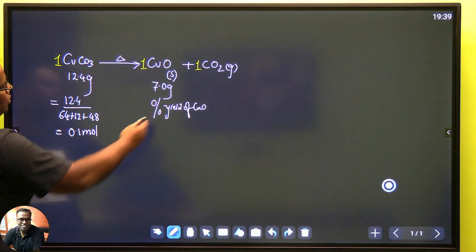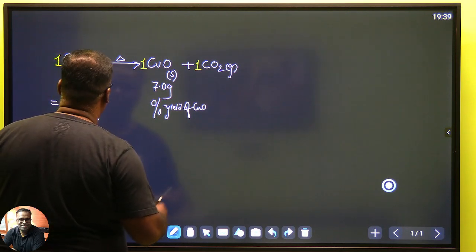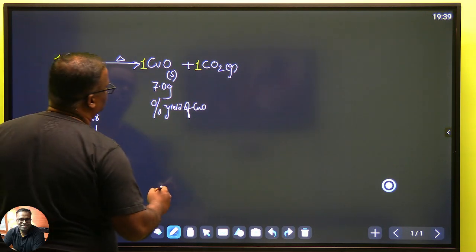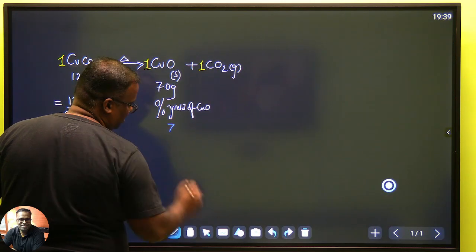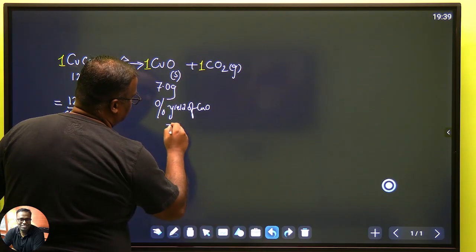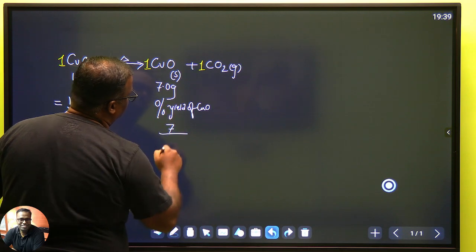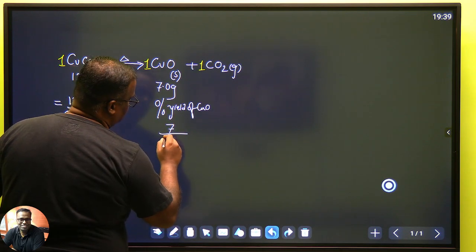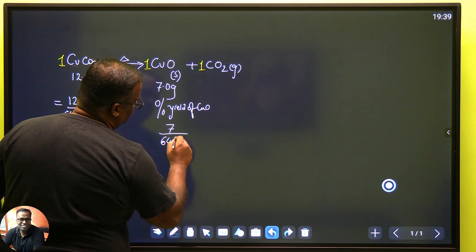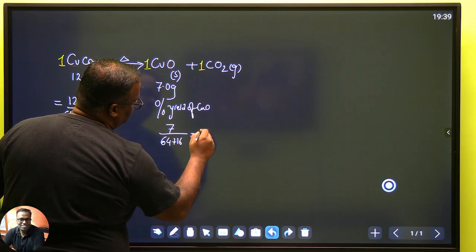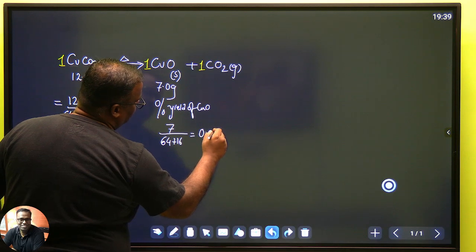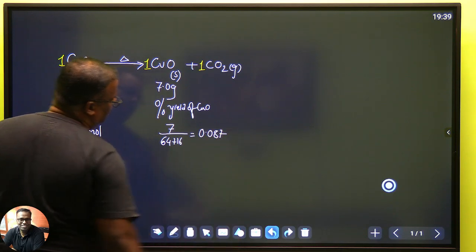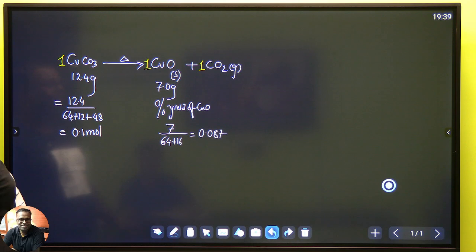How much did you get on this side? How many moles? 7 divided by how much? 80, which is 64 plus 16. How much is it? 0.0875. Let's take 0.087. Do you see the problem now?